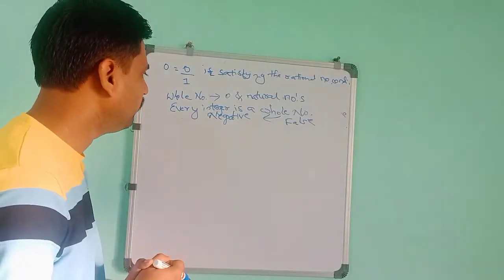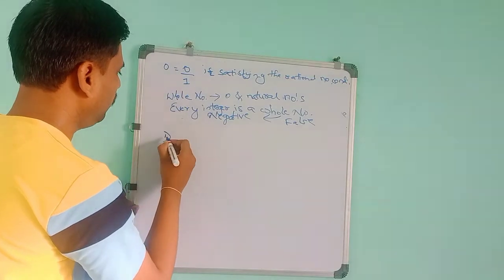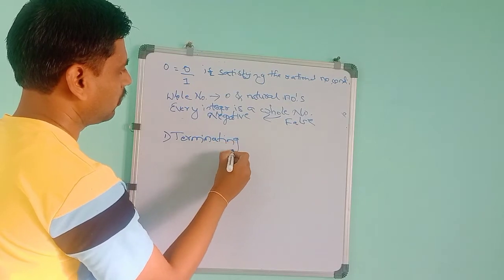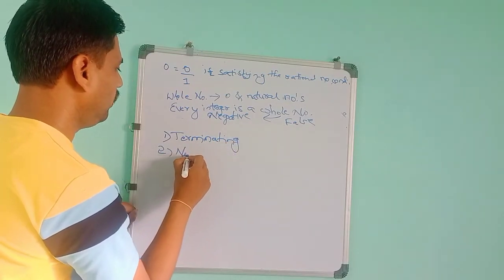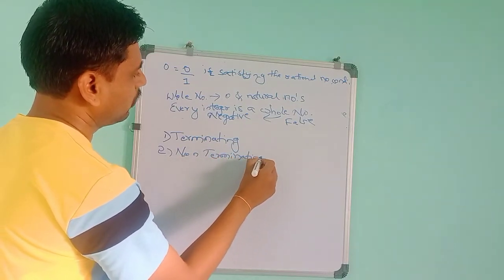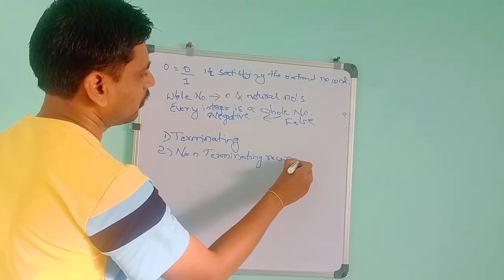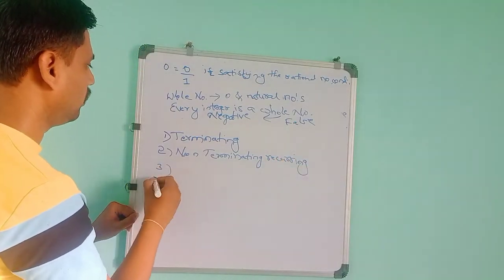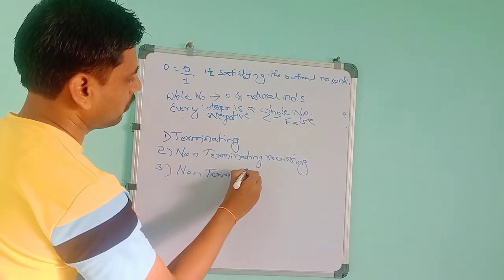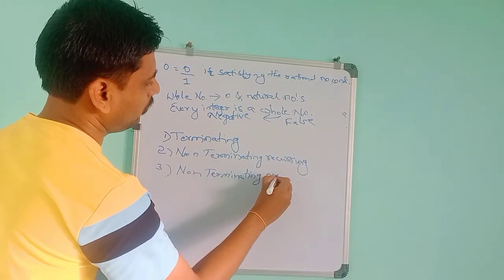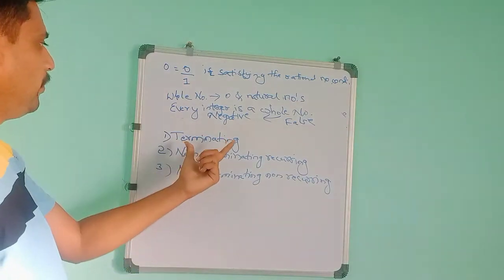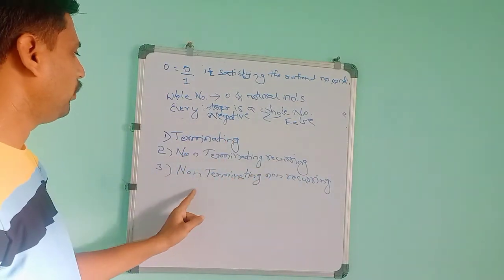So the next topic is, it is 3 types. One is terminating. Second one is non-terminating recurring. Then you take non-terminating non-recurring. So what do you mean by terminating, and what is non-terminating recurring and non-terminating non-recurring?